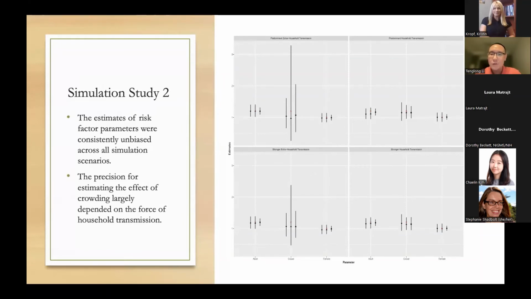And for the effect of crowding, you see the confidence interval become much wider when you have predominantly community transmission instead of household transmission. Basically, when the household transmission is very small, you're probably going to struggle with the precision for estimating the crowding. And the reason is because the crowding effect only associates with household transmission. So when household transmission is very minimal, it's getting overshadowed by the community transmission, and you're probably going to struggle with identifying this particular effect because it only associates with household transmission, not community transmission.